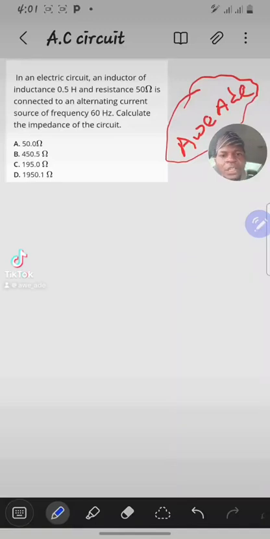AC circuit. So let's look at the question together. In an electric circuit, an inductor of inductance 0.5 Henry and resistance 50 ohms is connected to an alternating current source of frequency 60 Hz. Calculate the impedance of the circuit.